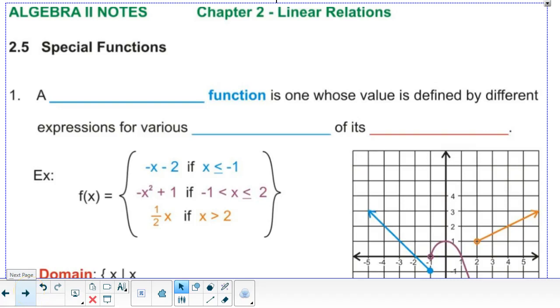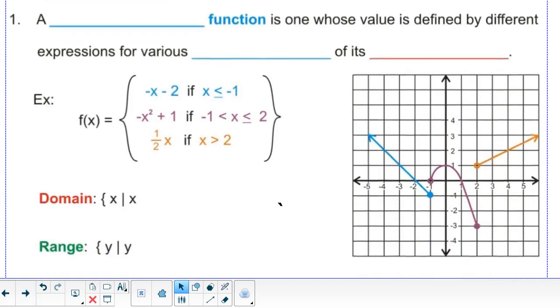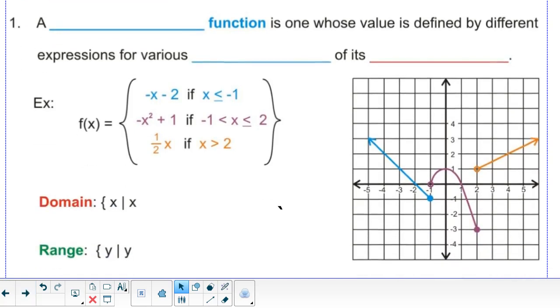Okay, this is Algebra 2, and we're going to talk about some special functions. There are a couple different kinds that I want to talk about today, and we're going to start off with this first one. So let me move my screen up higher. Okay, and you can see off to the right here, this graph.